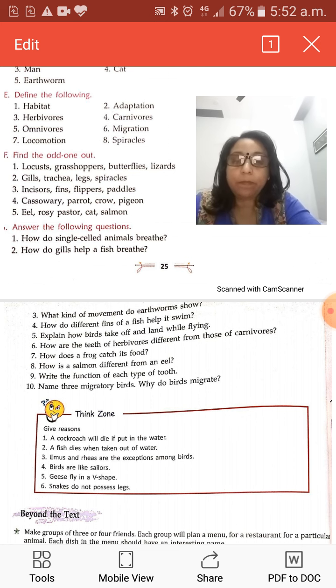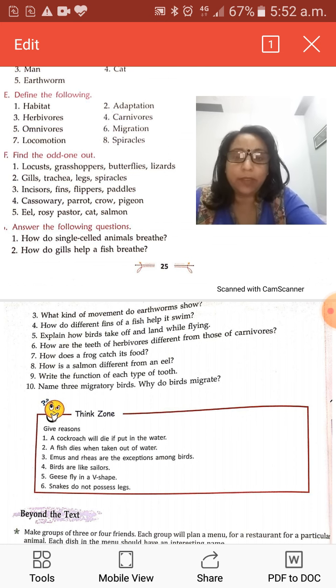Next is incisors, fins, flippers, paddles. Incisors, it's a kind of teeth. Yes, fins, flippers and paddles, they are the organs which help in swimming.